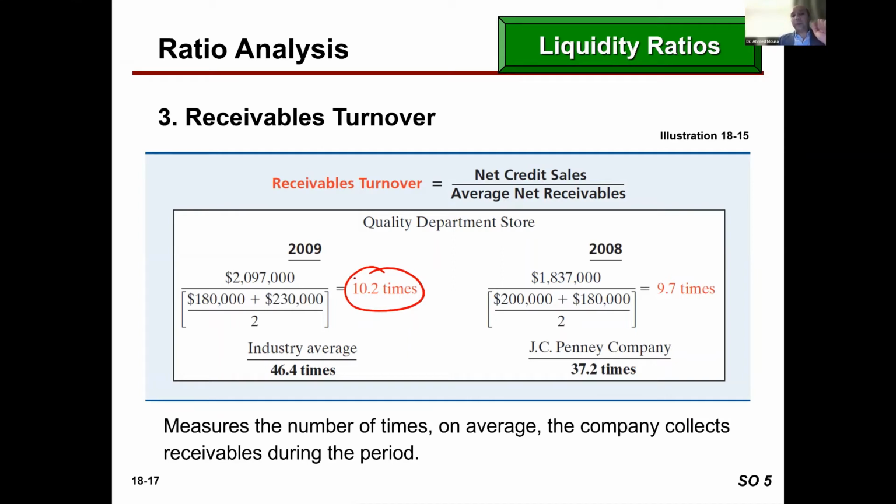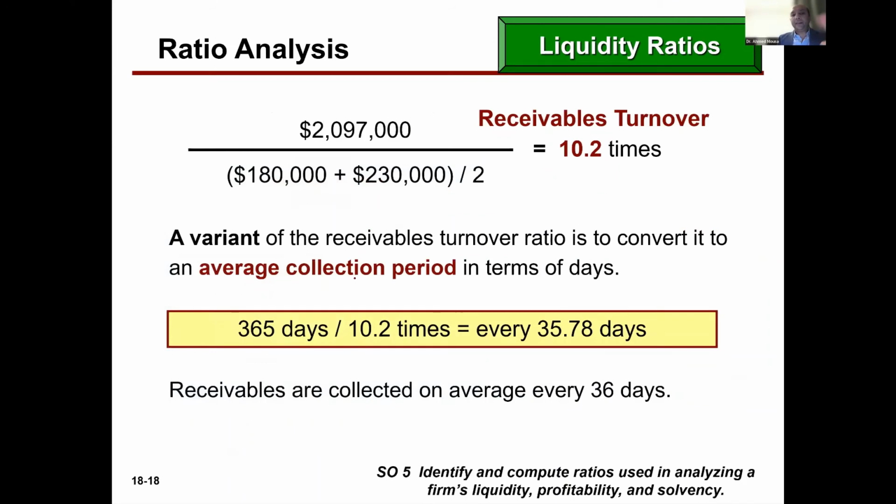This is a very good one. The benefit of this one will help me in the next ratio, which is average collection period. So I get the receivable turnover from the last ratio as 10 times. So what is average collection period?